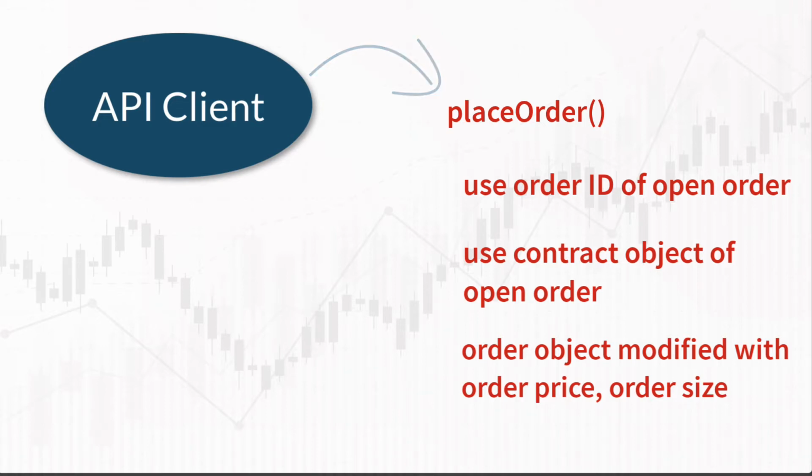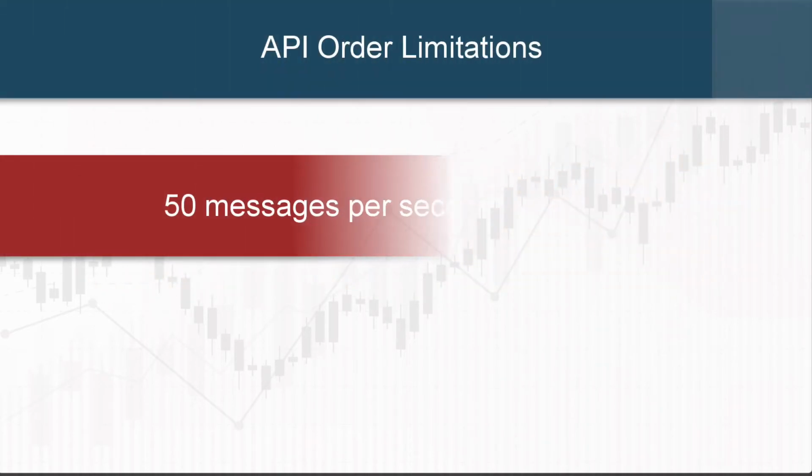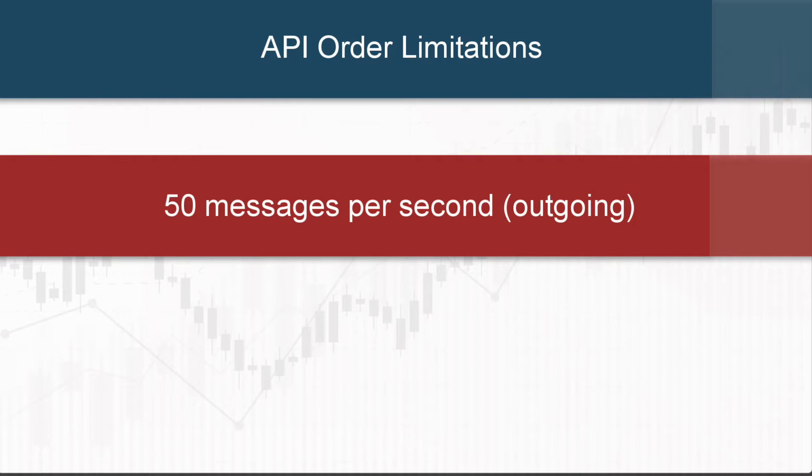There are some important limitations on API order placement to keep in mind. First off, there's a rate limit of only 50 messages per second in general, which can be sent from an API client to TWS. This limit applies only to outgoing messages and not to incoming messages sent from TWS to the API client in the opposite direction. Functions in the client, such as placeOrder, are associated with a single outgoing message, so an API client can send at most 50 orders per second if it's sending no other messages.